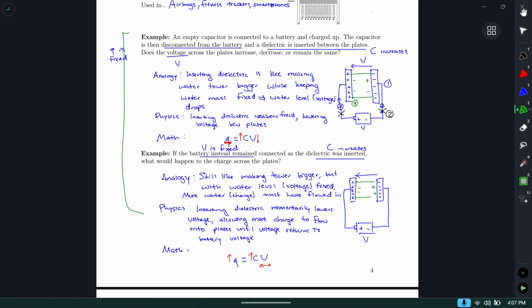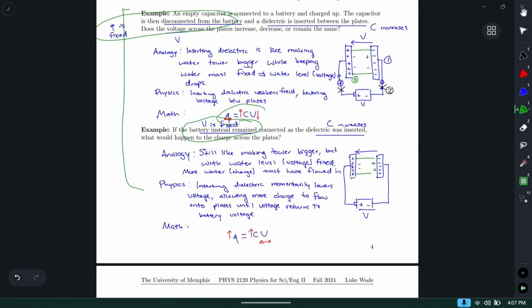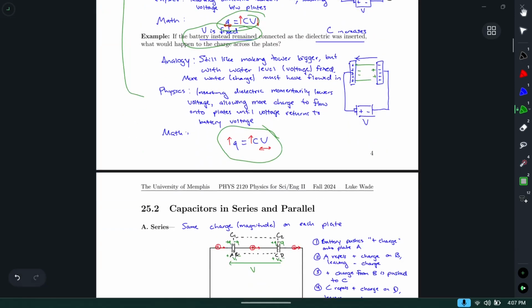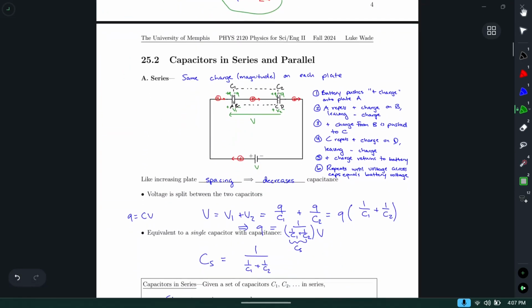You still can use the analogy of the water tower, say, by adding a dielectric, I'm making the water tower bigger. By removing it, I'm making it smaller. If we're saying that the capacitor is still connected to the battery, then voltage is fixed. If we're saying that the capacitor is disconnected from the battery, then charge is fixed. And then you just reason out, well, if the water tower is getting bigger or smaller and either the amount of water, which is the charge, or the height of the water, which is the voltage, is fixed, what happens to the other quantity? Or you can just do the math version of it, which is quicker, but I think it's easier to have things go wrong with that.